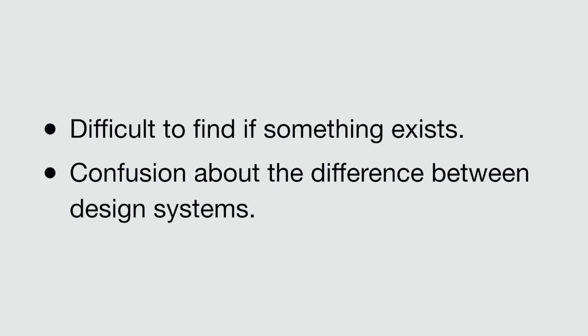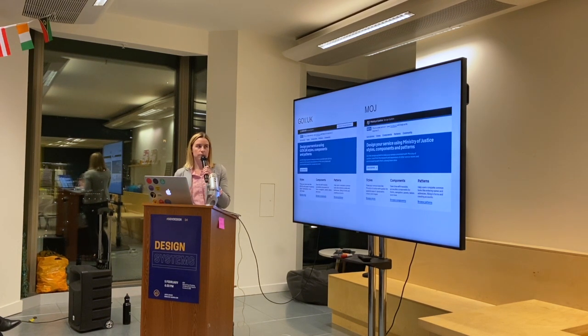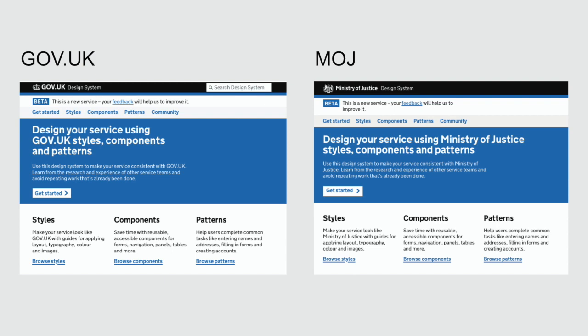So you can have different components and patterns across all these departments, but there's no rule as to where a certain thing should live, and also no hierarchy between them. This is an example of the Gov.uk design system and the MOJ design system, and as you can see, they look very similar. And there are clear reasons why you want to do that.